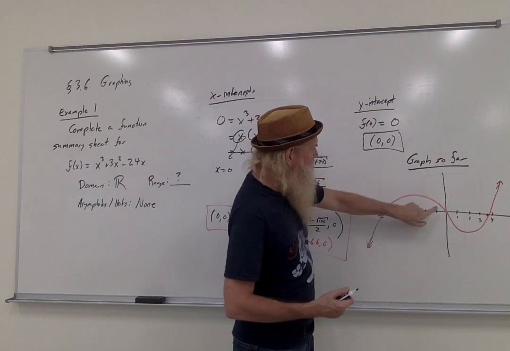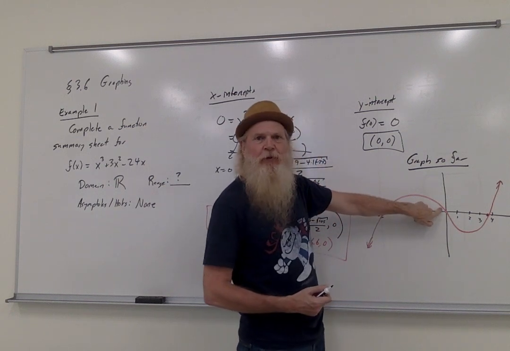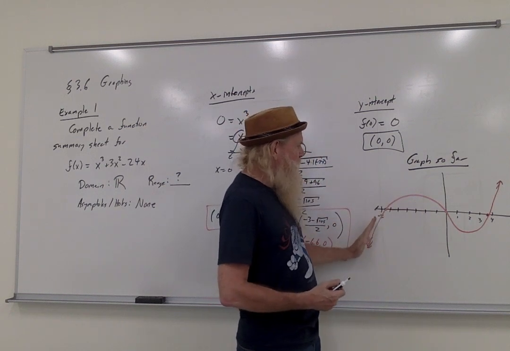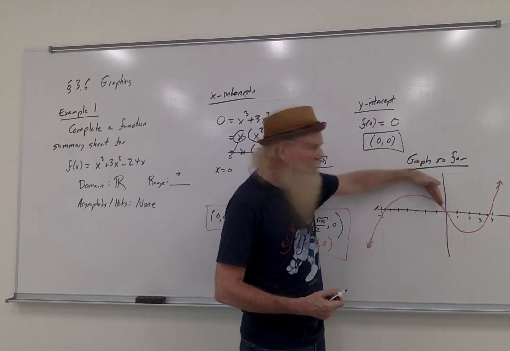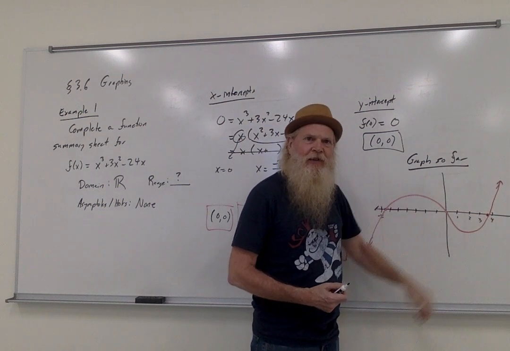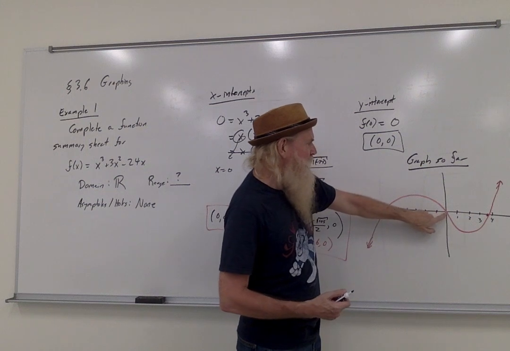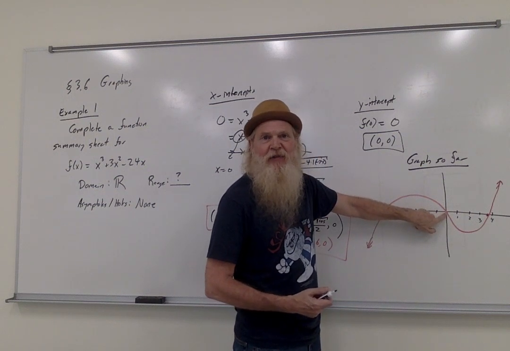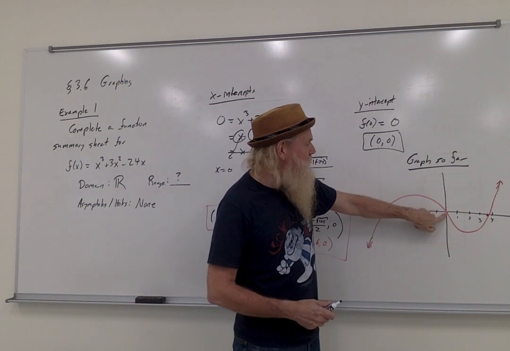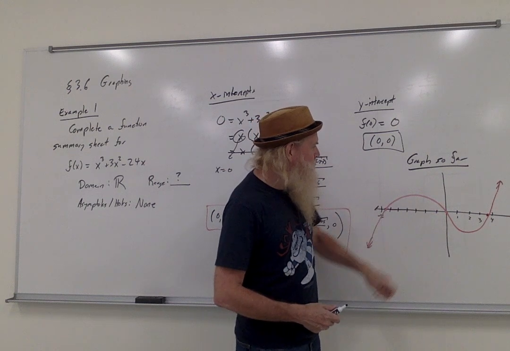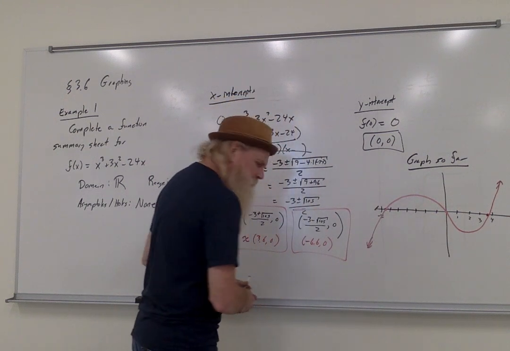And last of all, somewhere in here, we're going to have a point of inflection, since we can see the graph is concave down over here and concave up over here. In my picture, it looks like the point of inflection is about at 0, but I doubt that's accurate. So we'll have to work our way up to that. So that's our graph for now.